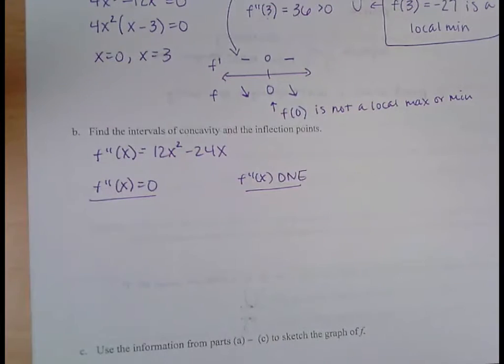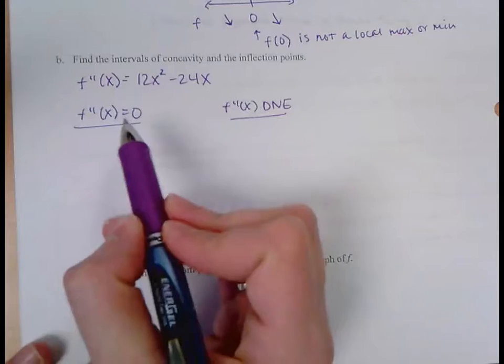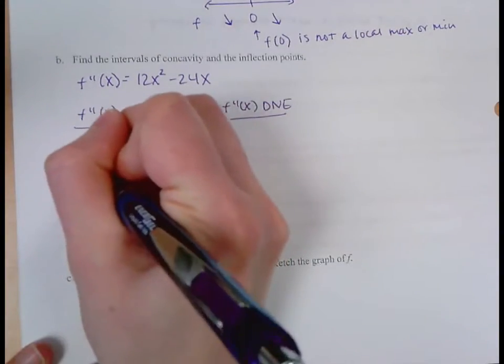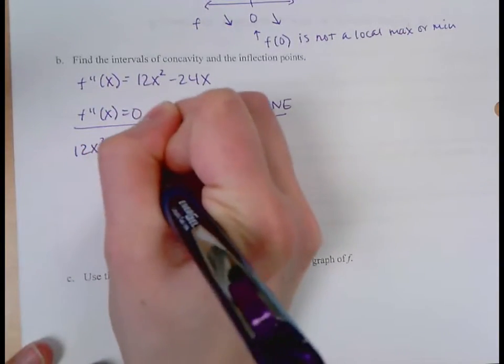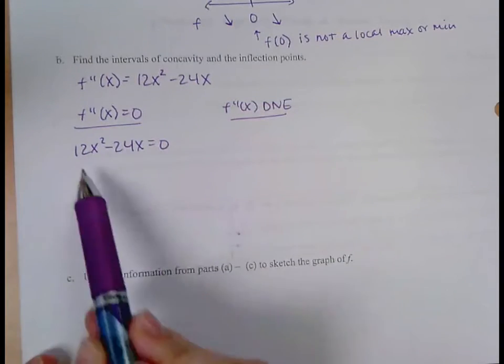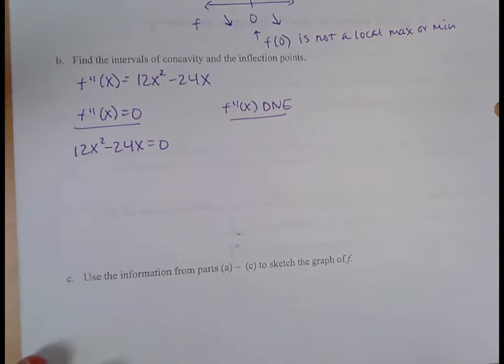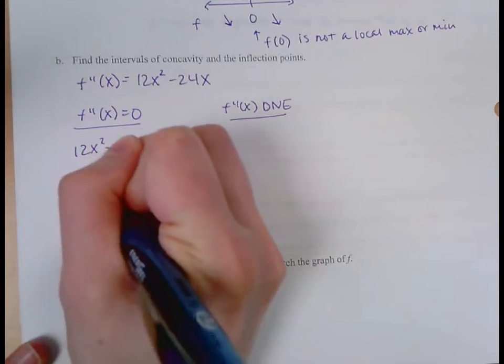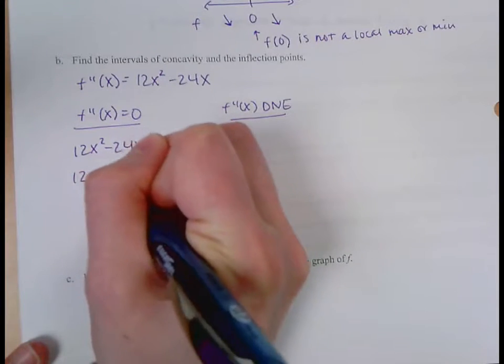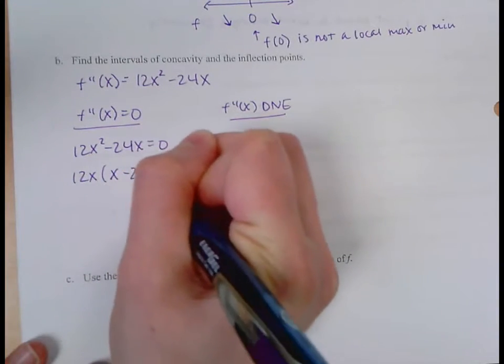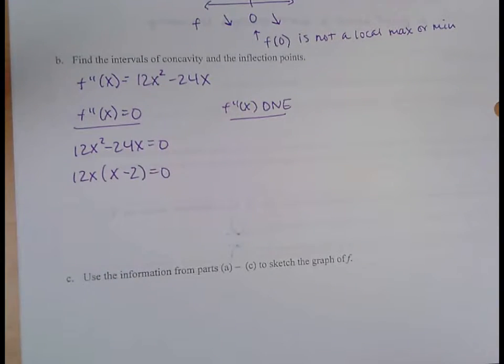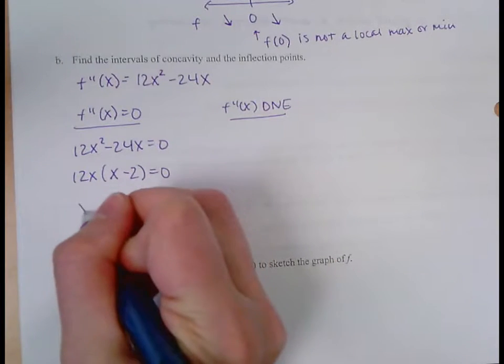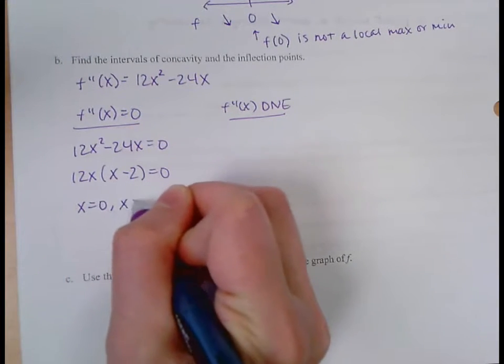So when we set up our sign chart, we know what values to include on there. So setting this equal to 0, 12x squared minus 24x equals 0. So for x, we can factor out a 12x, get x minus 2, and set each equal to 0. So x is 0 or x is 2.